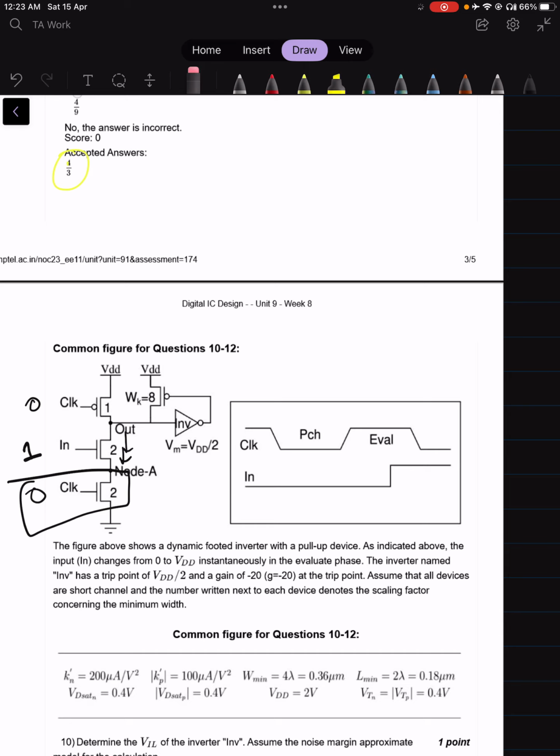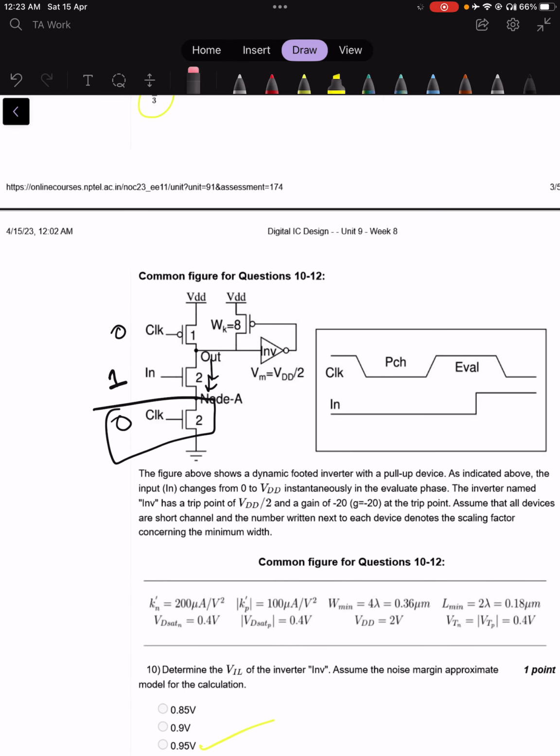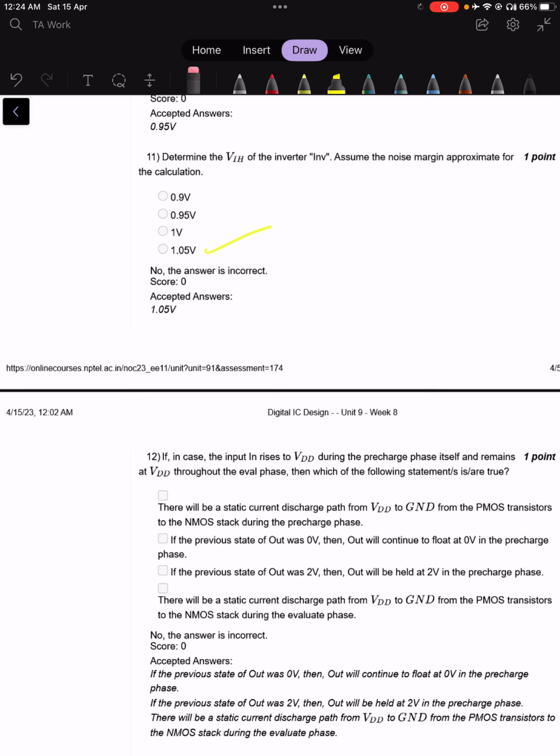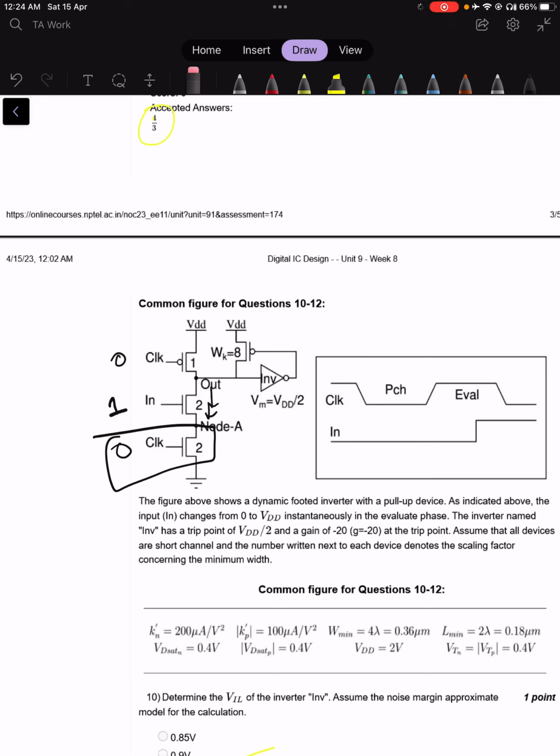Let's say the next option asks, if the previous state of out was 2 volt, out will be held at 2 volt in the pre-charge phase. So let's say there was 2 volts over here, right? So even though in is at 2 volt, let's say, it doesn't have a path to discharge anywhere, and hence this 2 volt will be floating at 2 volt. There will still be some amount of leakage if leakages are counted, but however, that's why it would float at 2 volt.